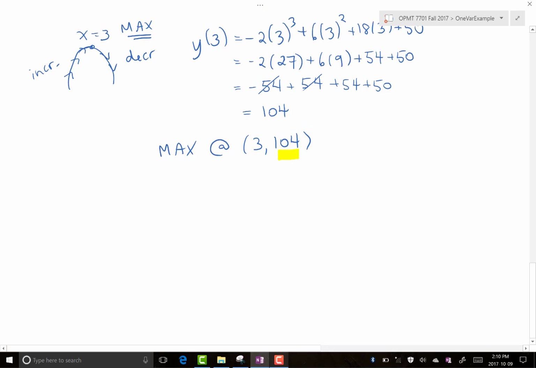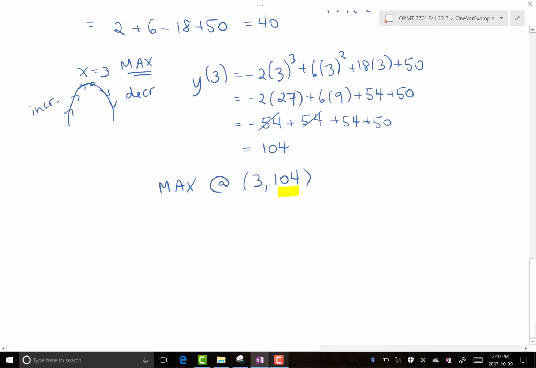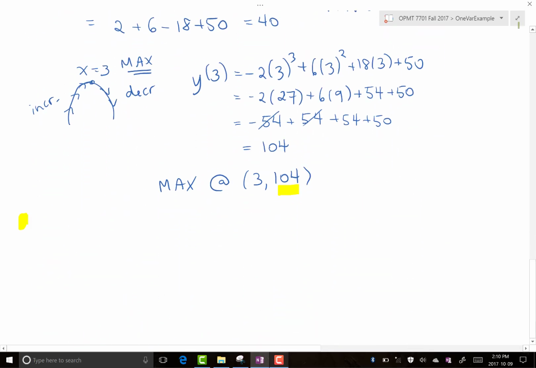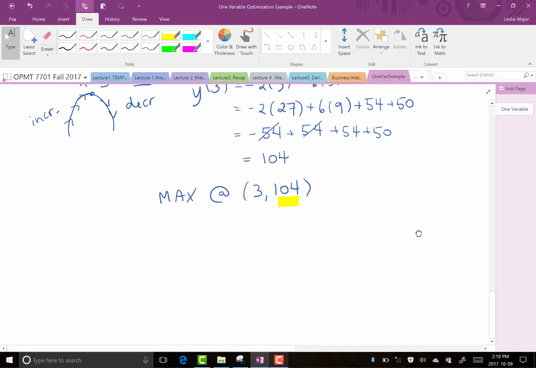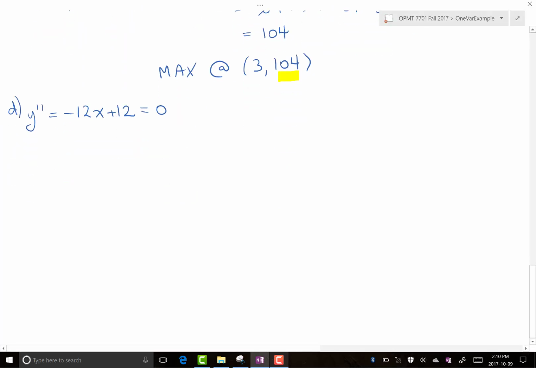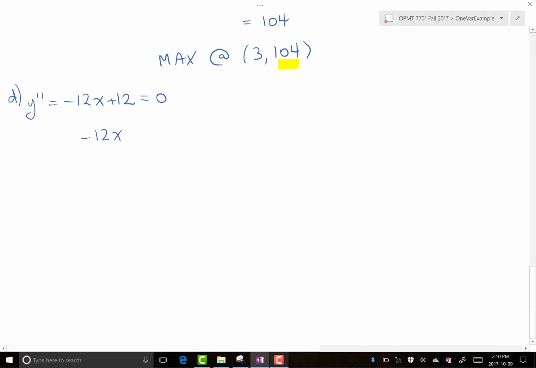Next is to determine where y is concave up and concave down. To do this, we need to look at y double prime, which is minus 12x plus 12. And we're going to solve for where that's equal to 0. That's nice and easy, actually. X just equals to positive 1.